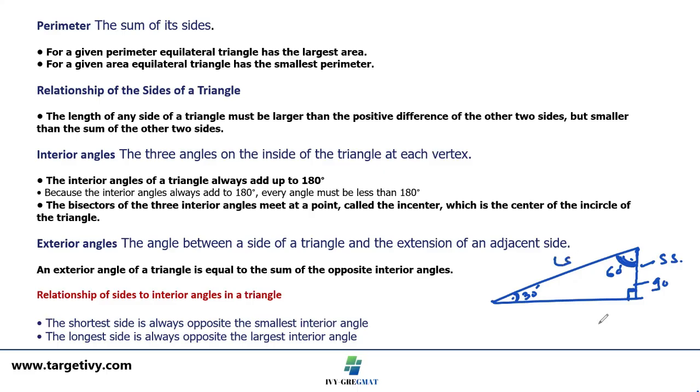So in any triangle, it's not necessarily a right angle triangle. It may be a triangle that somewhat looks like this. Say this is 35, say this is 85, and this is whatever. So if this is the smallest angle, this side is the shortest. If this is the largest interior angle, this is the longest side. That much understanding is required. So that's the very basics of looking at a triangle.